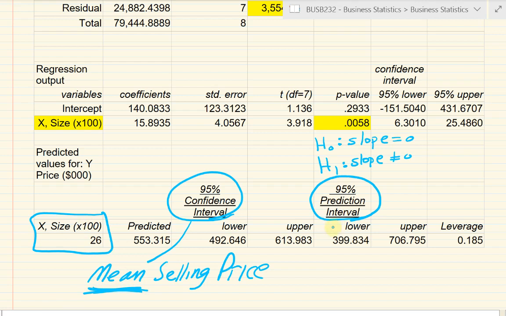The 95% prediction interval, and notice these are different. Lower is 400 almost. Upper is 707. Wider range than the confidence interval from 493 to 614. This is a wider interval. Okay, so what is this one telling me then? The prediction interval is used for this.